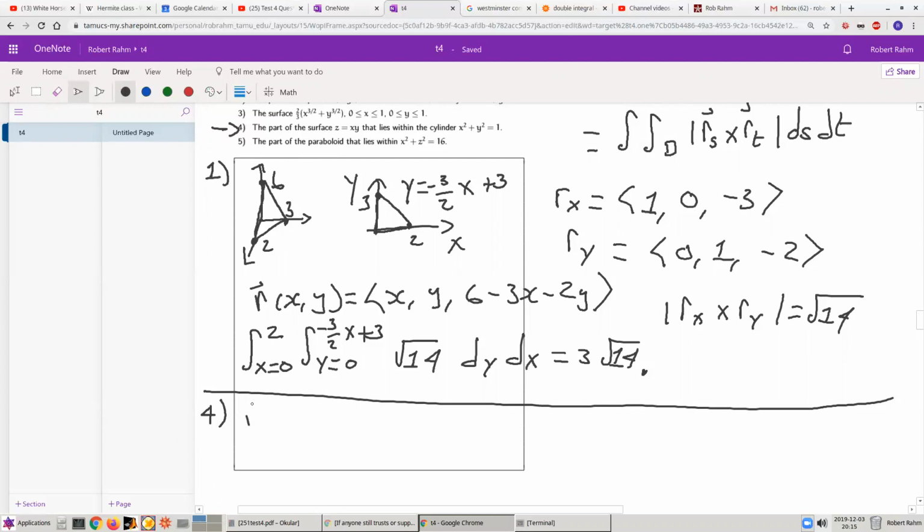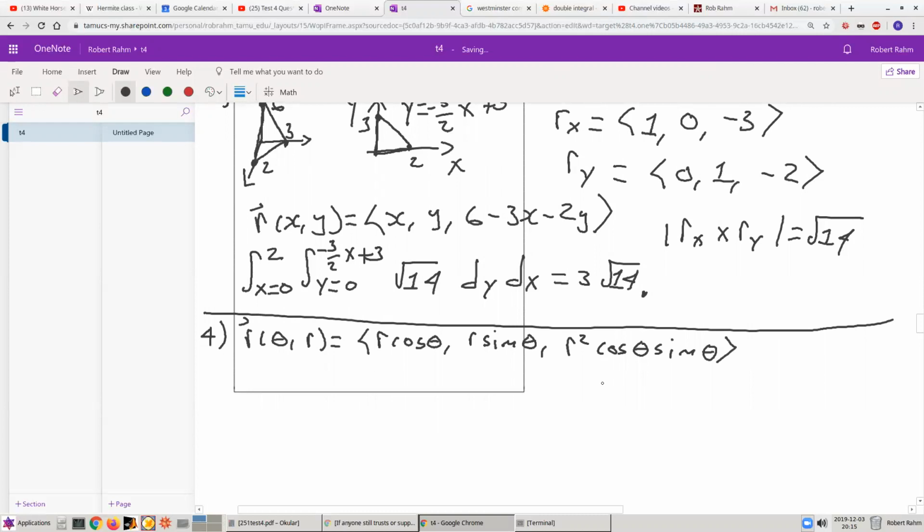So a parameterization is going to be r of theta, r equals (r cosine theta, r sine theta), and the z coordinate is just x times y, so this is r squared cosine theta sine theta. In the parameter domain, theta will go from 0 to 2 pi, and r goes from 0 to 1.